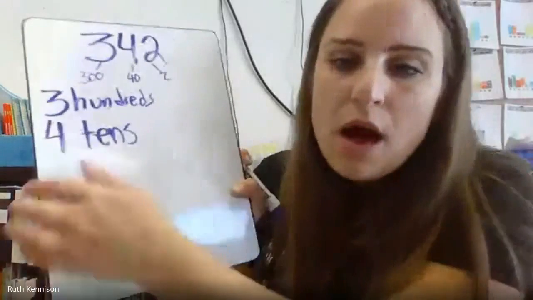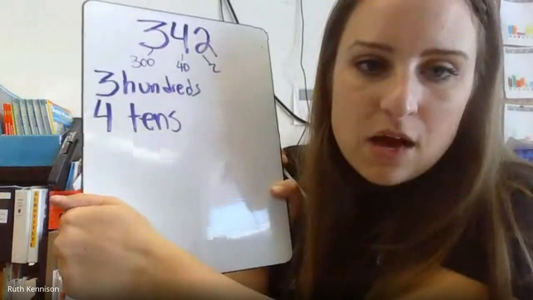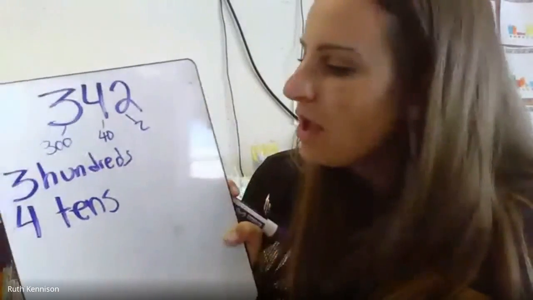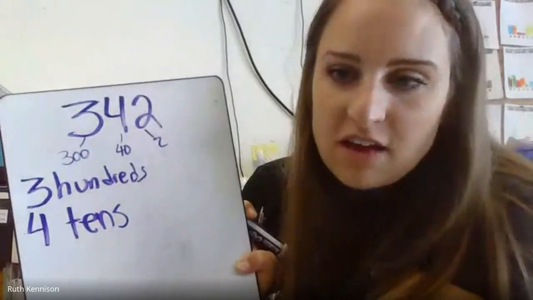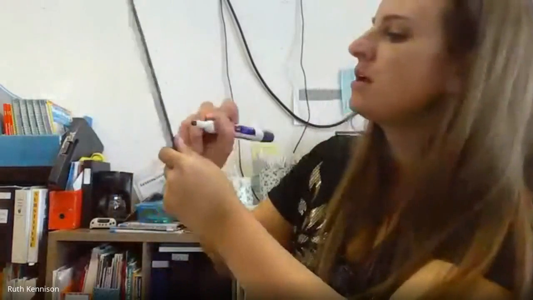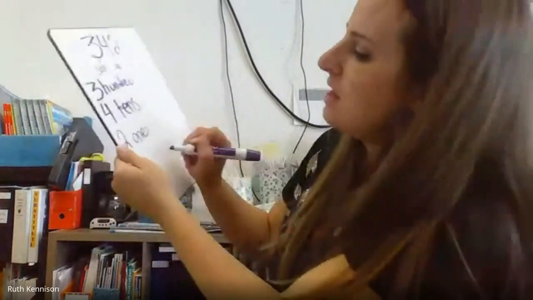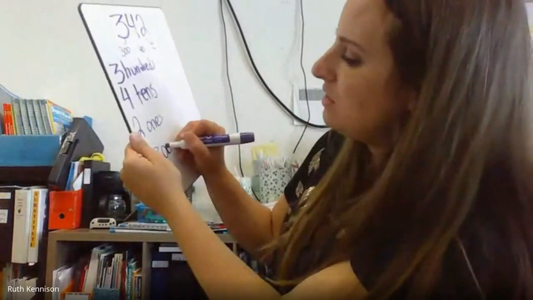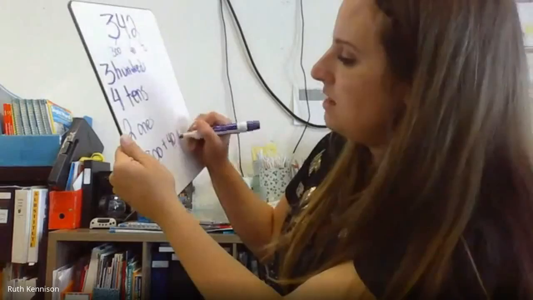Okay. How many tens? Who can help me out? Or how many? Okay, sorry. Jaya said how many tens? How many ones? We're at ones now. Valerie? 2. 2 ones. Very good. And we would say 2 ones. Okay, and it would look like this too. 300 plus 40 plus 2.